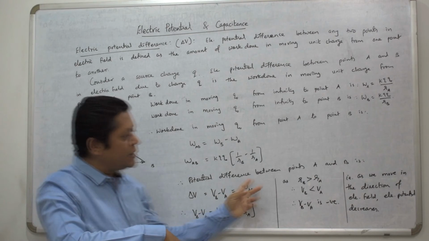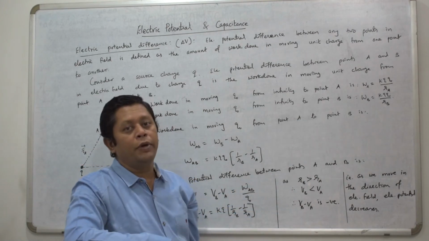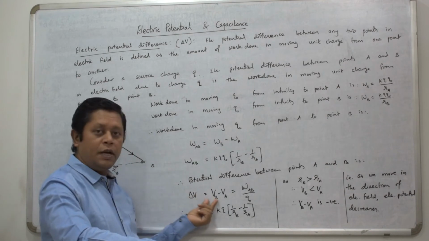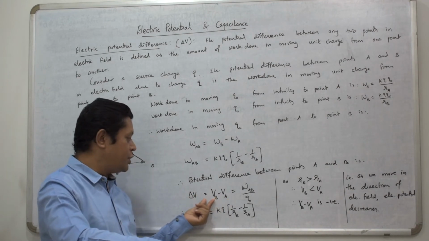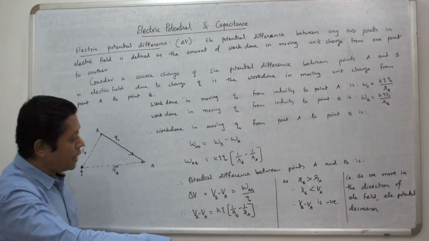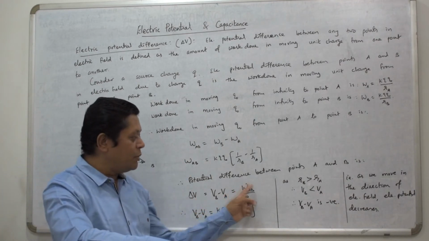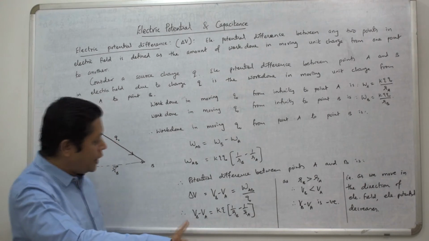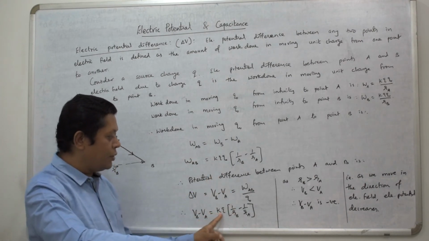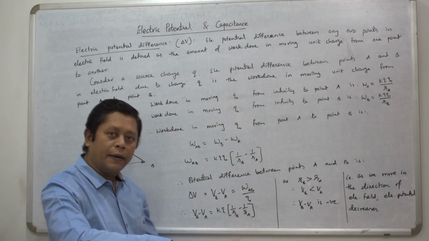And potential difference, as it is the amount of work done in moving unit charge, you can write potential difference delta V, that is VB minus VA. Final position is B, initial position is A, so final potential minus initial potential, VB minus VA, is WAB by Q0. If you put this value divided by Q0, you get KQ into (1 upon RB minus 1 upon RA).